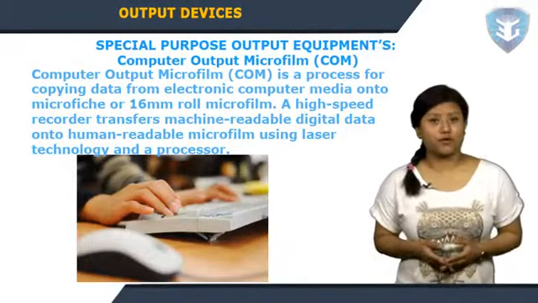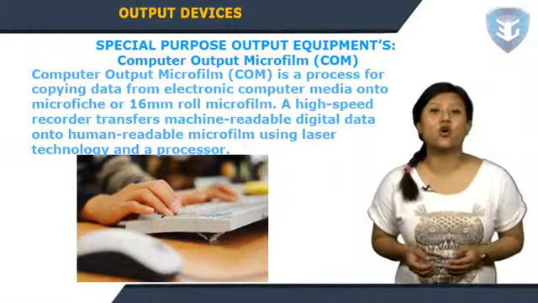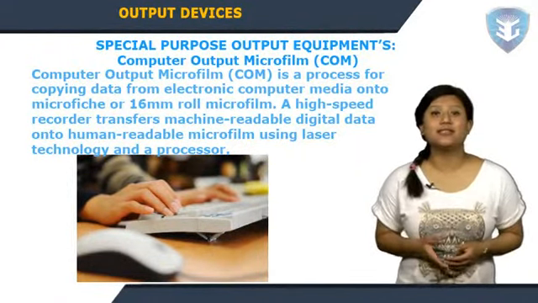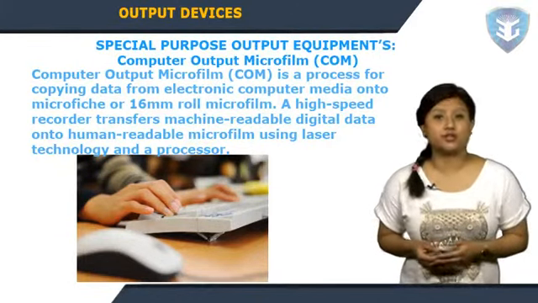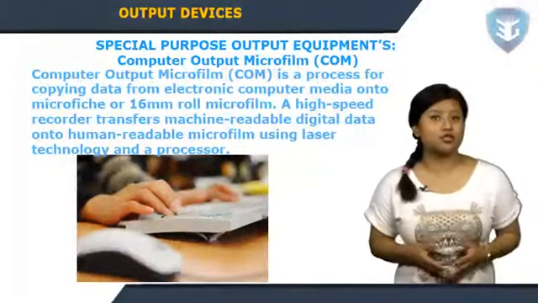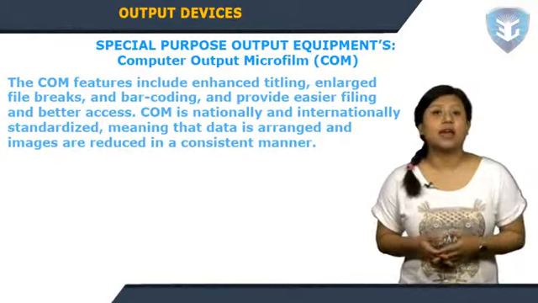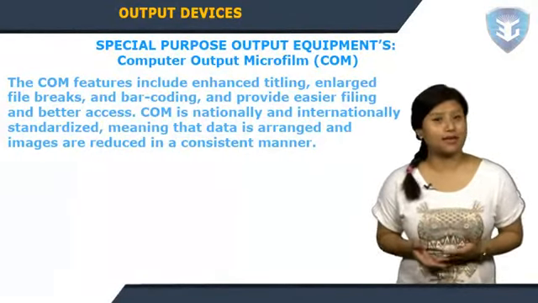Computer output microfilm, COM. Computer output microfilm is a process for copying data from electronic computer media onto microfiche or 16 mm roll microfilm. A high-speed recorder transfers the machine-readable digital data onto human-readable microfilm using laser technology and a processor. The COM features include enhanced titling, enlarged file breaks and barcoding, and provide easier filing and better access.